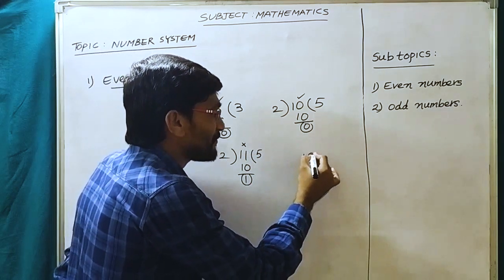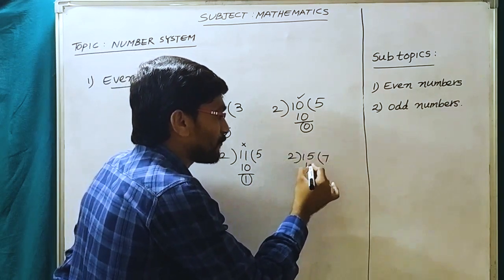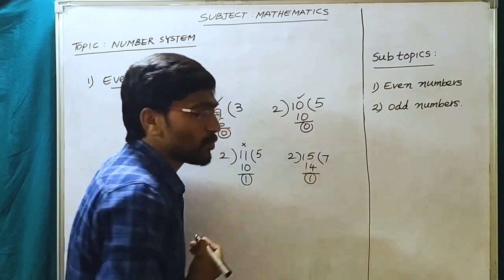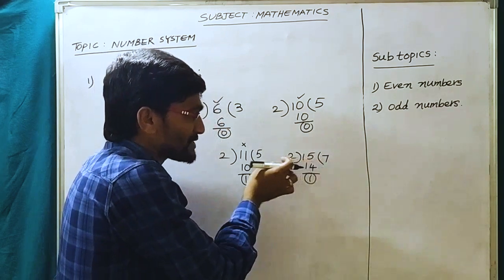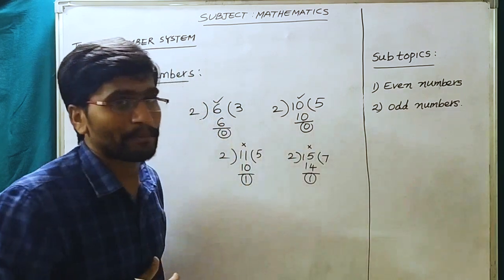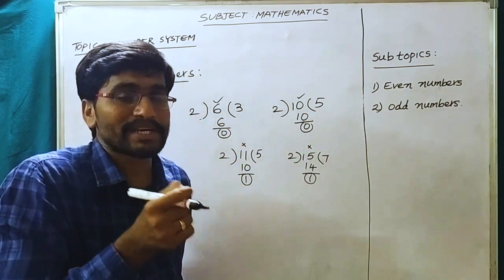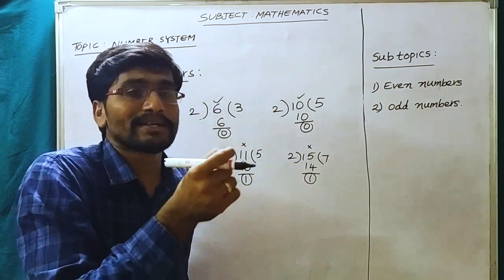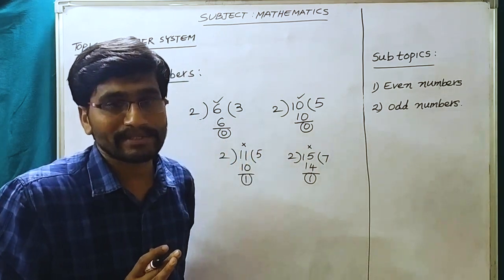I consider another number 15. 2 7s 14. Remainder is here 1. So here also 15 is not exactly divisible by 2. Hence 15 is not an even number. That means the numbers which are exactly divisible by 2, those numbers are called the even numbers, right?